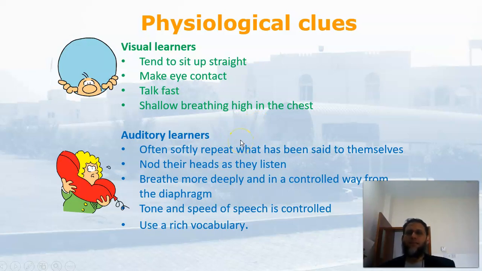At least we have to adapt certain things which we can do. There are some physiological clues. How do visual learners look? They always sit up straight. They keep their eye contact, make eye contact perfectly. They talk faster. They breathe shallow. But in the case of an auditory learner, they often softly repeat the same thing, repeat certain statements. They nod their heads as they listen. Then they breathe deeply in a controlled way, and the tone and speed of speech is controlled, not fast. Their vocabulary is rich. This is the indication that they are auditory learners.